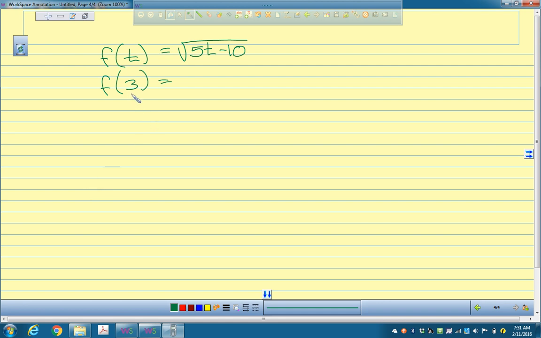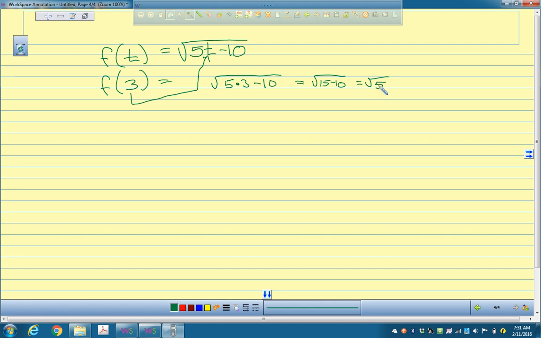It's just like t, so you plug in the 3 wherever the t is. Right, you plug in the 3 wherever the t is. So it's square root of 5 times 3 minus 10. Follow your order of operations. So this is 15 minus 10, right? Which is equal to the square root of 5.